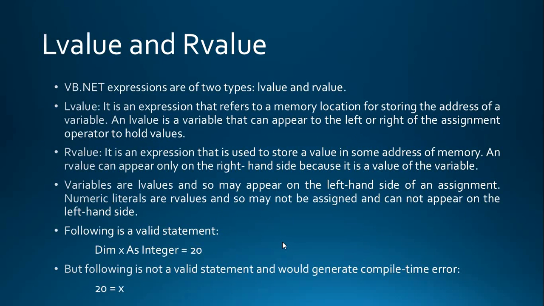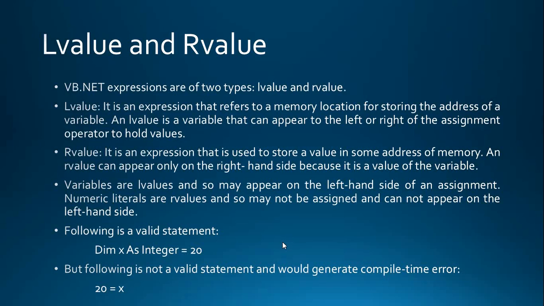Next we have L value and R value. So VB.NET expressions are of two types, L value and R value. So let's look at what they are. L value is an expression that refers to a memory location for storing the address of a variable. So an L value is a variable that can appear to the left or right of the assignment operator to hold values.